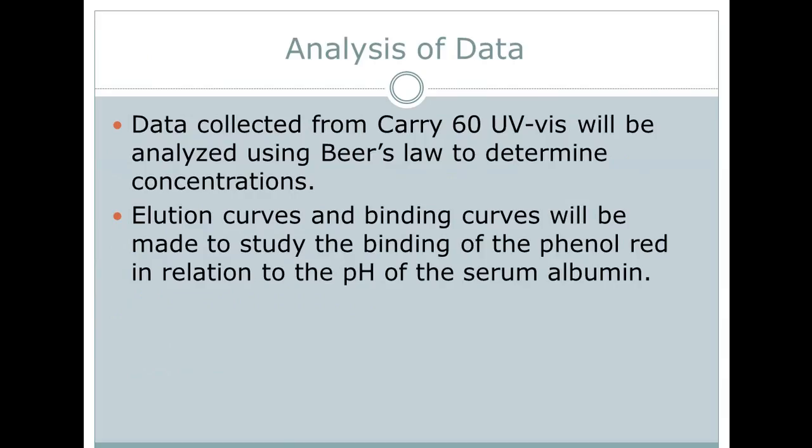Once all lab work is completed and all data is collected, the data will be analyzed using Beer's law to determine the concentration of phenol red for each pH level. These concentrations will then show the binding of phenol red to the active sites of the serum albumin.